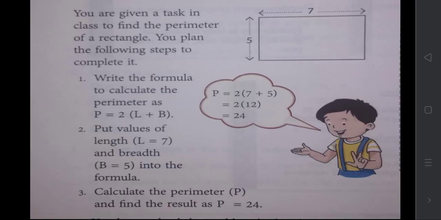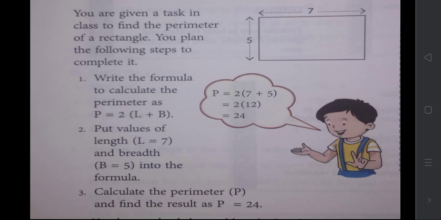For example, it is a rectangle. Now we have to find the perimeter. What is the formula? Perimeter P equal to twice the length and breadth. Okay, P equal to 2 into (L plus B), isn't it?